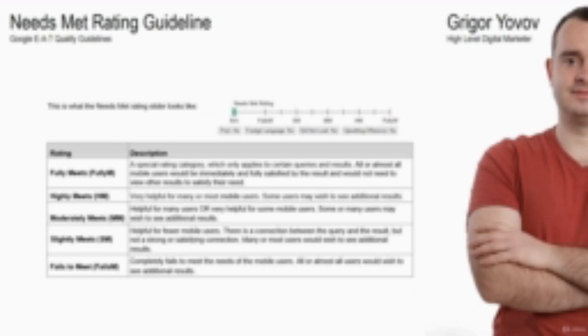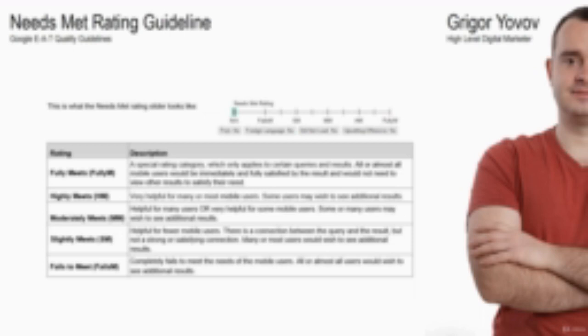Highly meets means very helpful for many or most mobile users. Some users may wish to see additional results. Moderately meets means it's helpful for many users or very helpful for some mobile users. Some or many users may wish to see additional results.